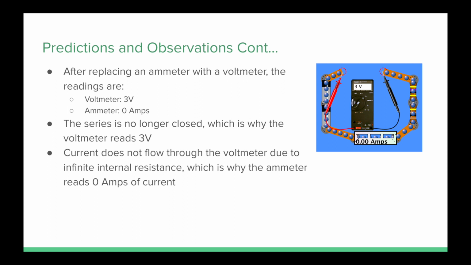The reason for this is because the circuit is no longer closed. Thus, the voltmeter can measure the potential difference to be 3 volts from the battery. This is because the voltmeter does not allow current to flow through it since it has an infinite internal resistance, which also results in the ammeter's reading of 0 amps of current.